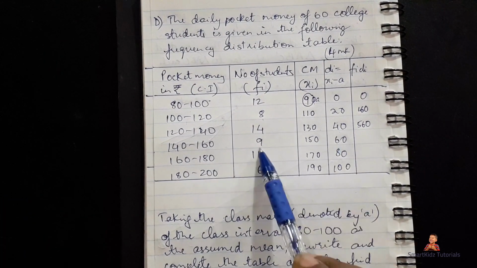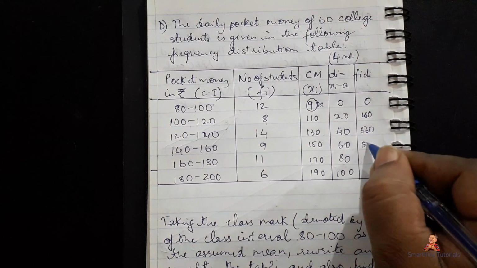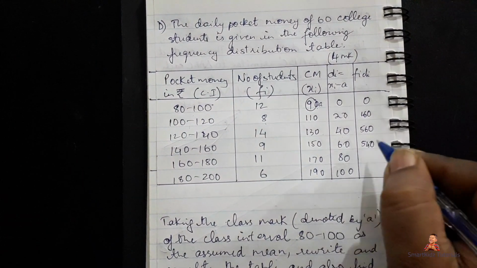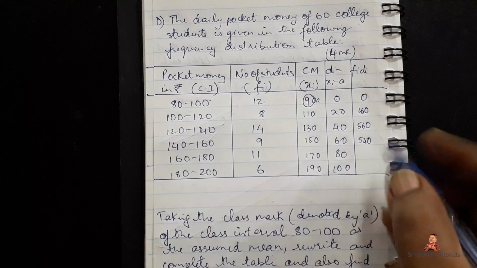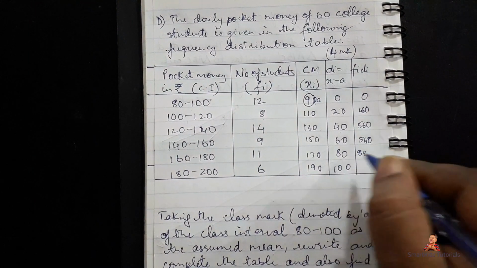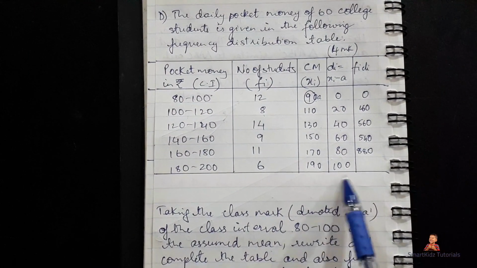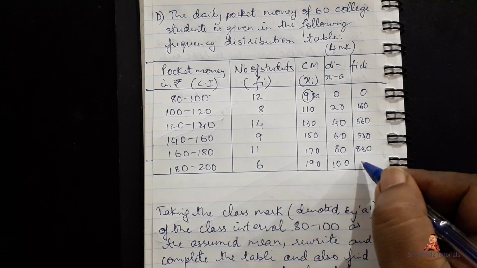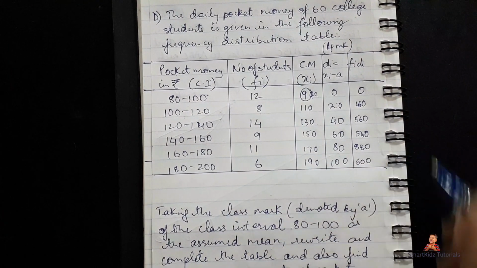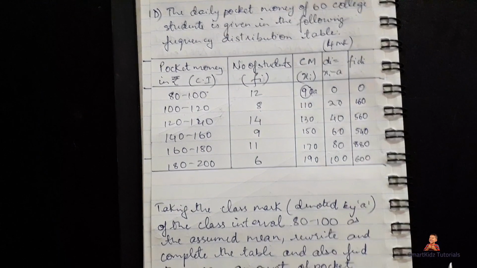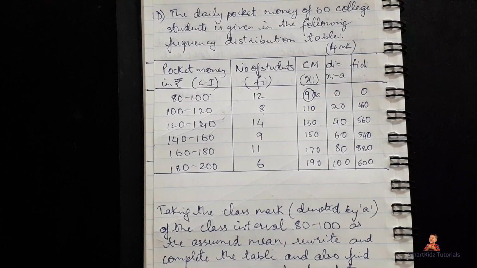Next, 6 into 9 is 54. So 54, and then we put a 0 behind. And 8 into 11 is 88. We put a 0 behind. And 100 into 6 is of course 600. Okay, an easier way to calculate and get things done quickly.